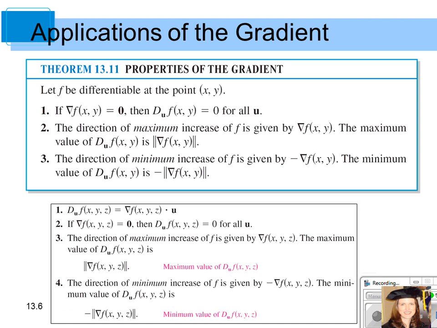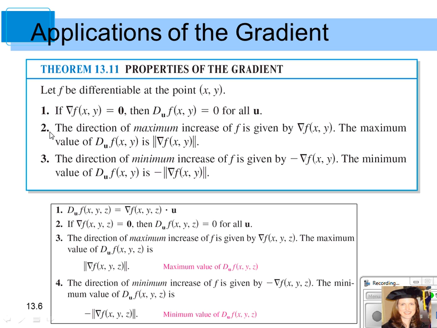This slide shows applications of the gradient and other properties of the gradient. In Theorem 13.11, number 1, if the gradient of the function is equal to 0, then the directional derivatives, looking in any direction of the function, equal 0 for all unit vectors.